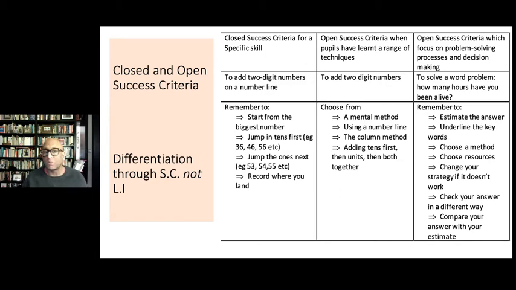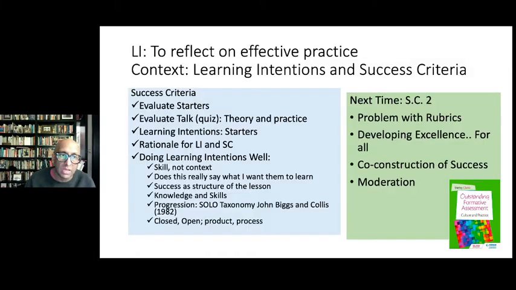And then, of course, with the visualizer, you can change the success criteria on the hoof, or you can co-construct it. And we'll talk about that in the next podcast. In the next podcast, we're going to talk about success criteria and the problem with rubrics. We're going to talk about excellence, the co-construction of success, and I'm going to talk a little bit about how we moderate doing that.